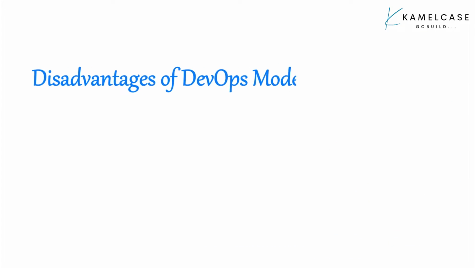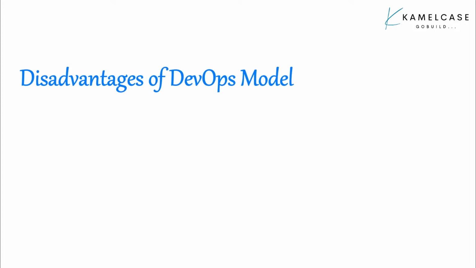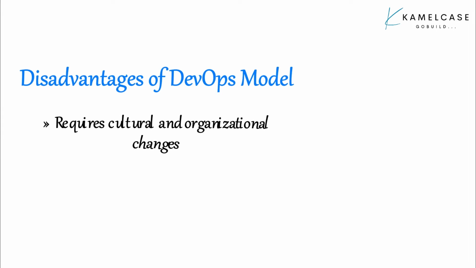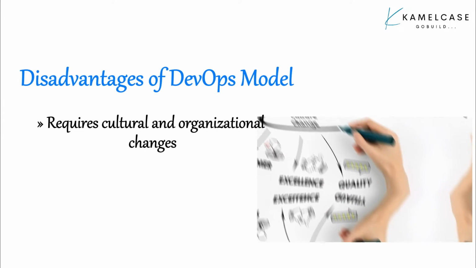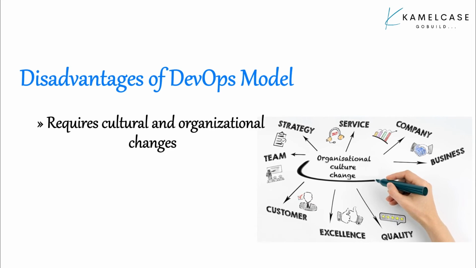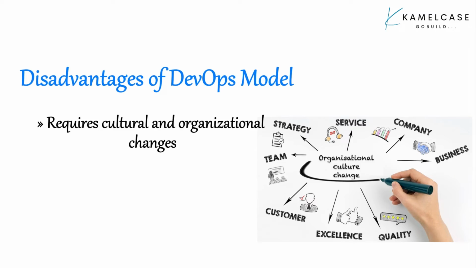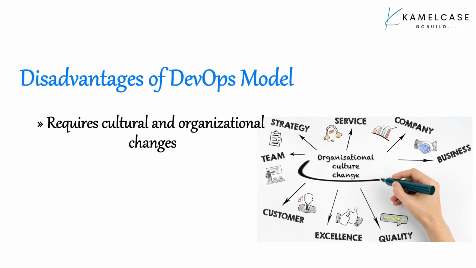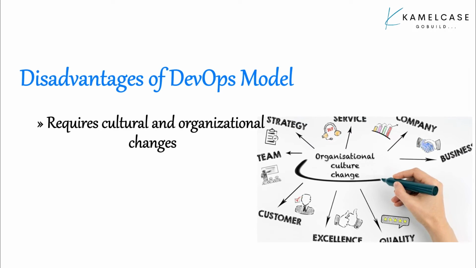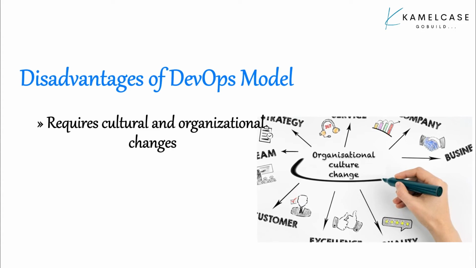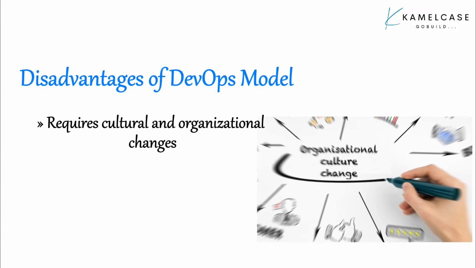Disadvantages of DevOps model. In the first place, requires cultural and organizational changes. Implementing DevOps often demands a shift in mindset, work processes, and team dynamics. Organizations may face resistance or challenges in adapting to this new way of working, making the transition complex and time-consuming.